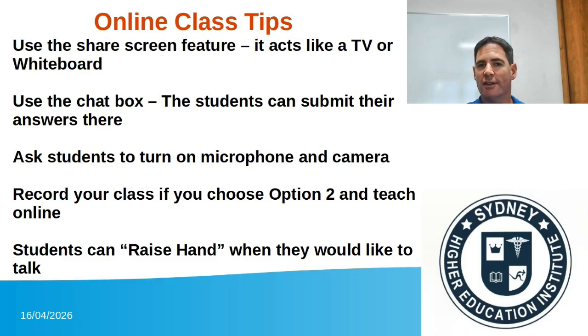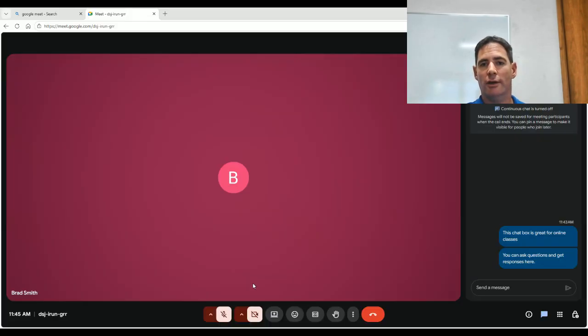The chat box is fantastic. Students can submit their answers there as well if they don't want to use their microphone and camera. I definitely ask them to turn microphone and camera on, but if there's any background noise, don't be afraid to mute those particular students. Definitely record your class. Without video evidence, we've got nothing to assess, so that's something to take into consideration. And there's also a raise hand feature as well.